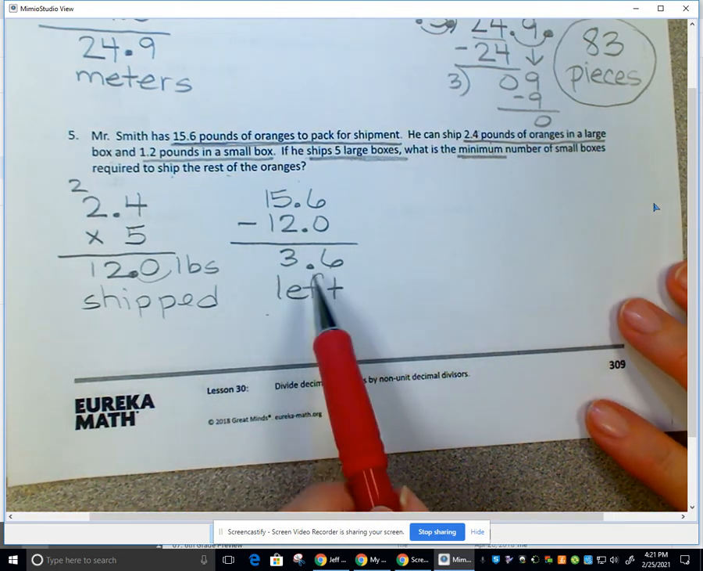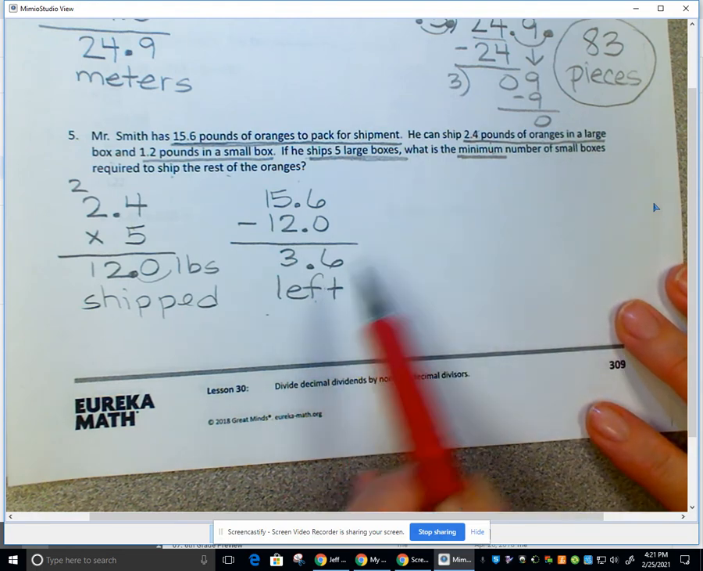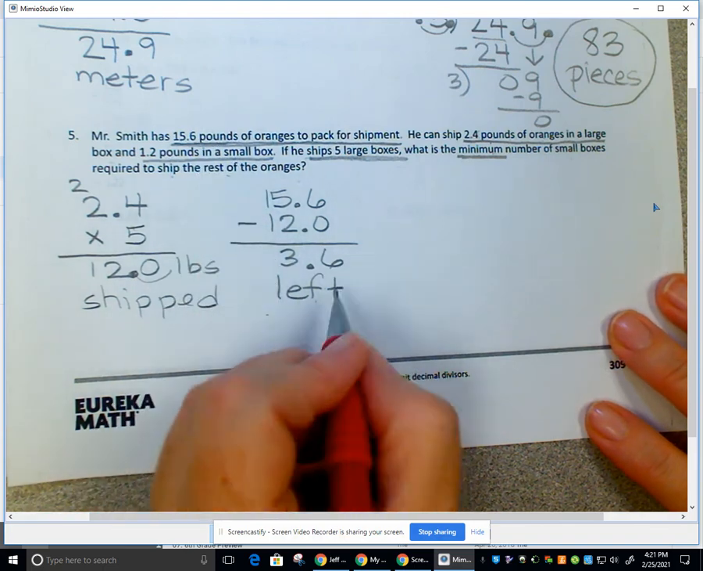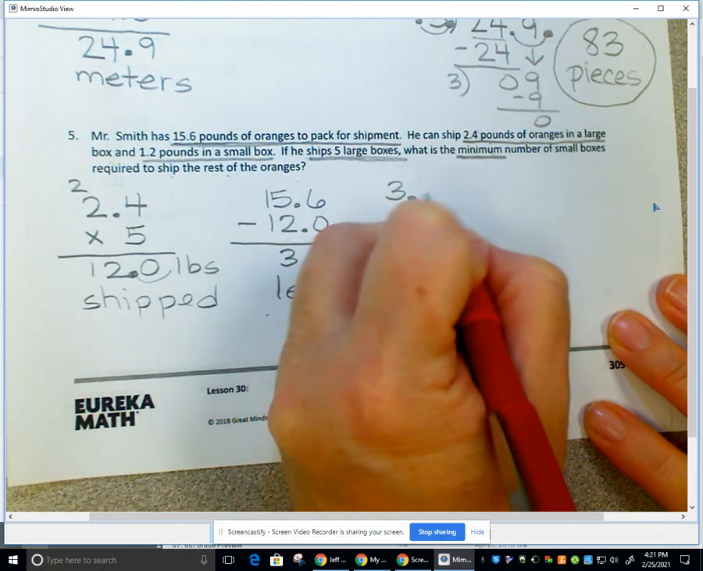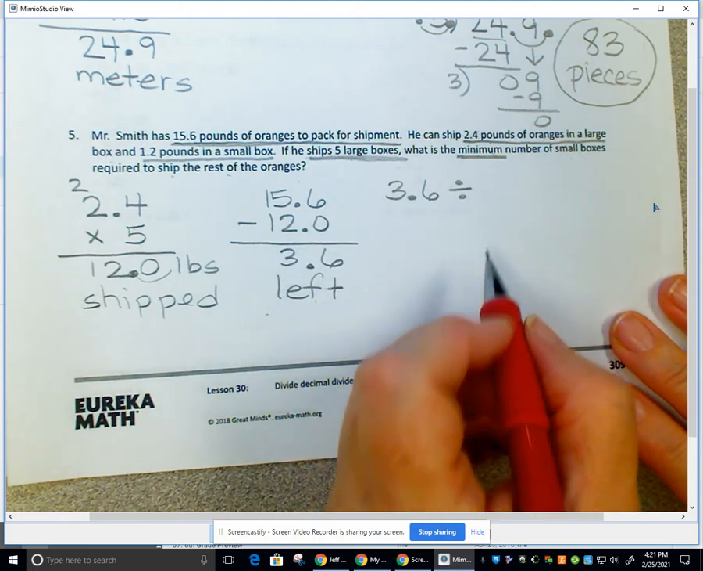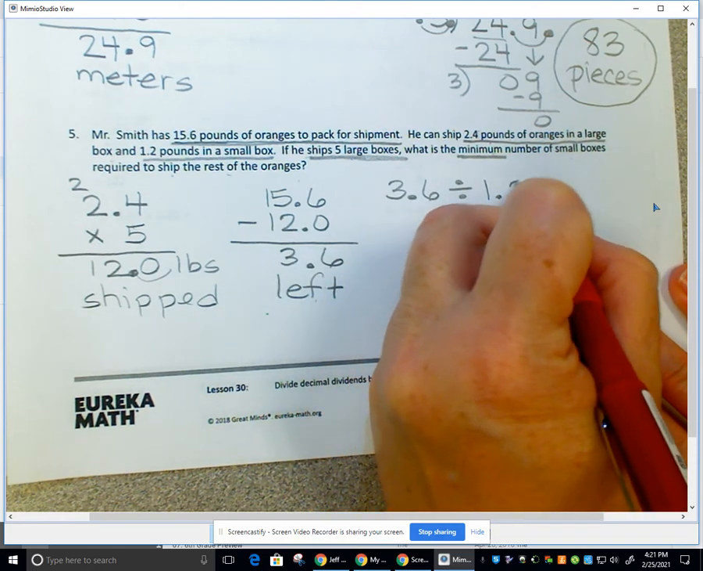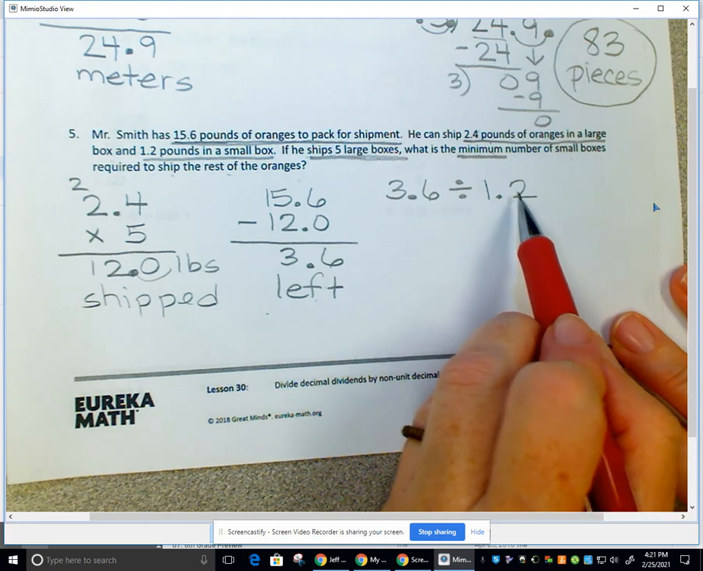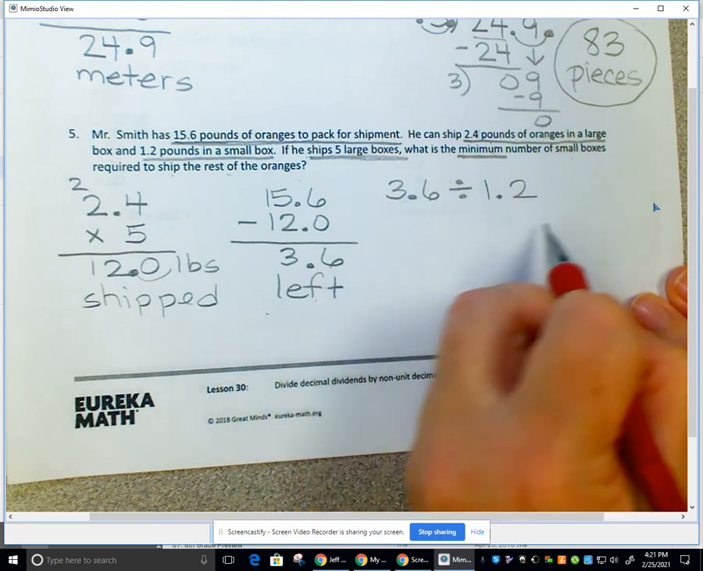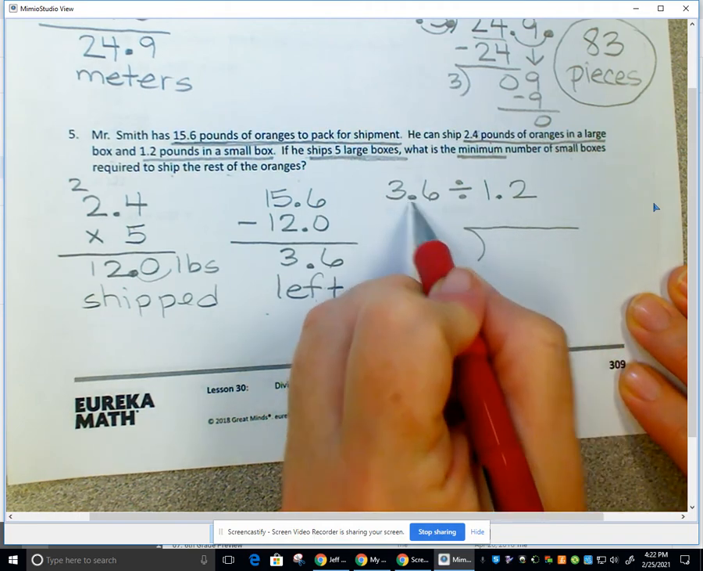Now, what did it tell me I could do? These have to be for small boxes. What goes in a small box? 1 2/10 pounds. So I'm going to say 3 6/10, divide it by the size I want, and I'm going to see how many groups I can get. That'll tell me how many boxes I'll need. First number goes in.